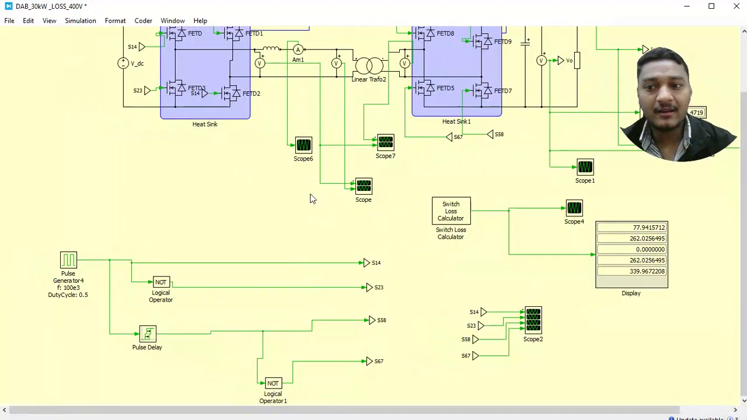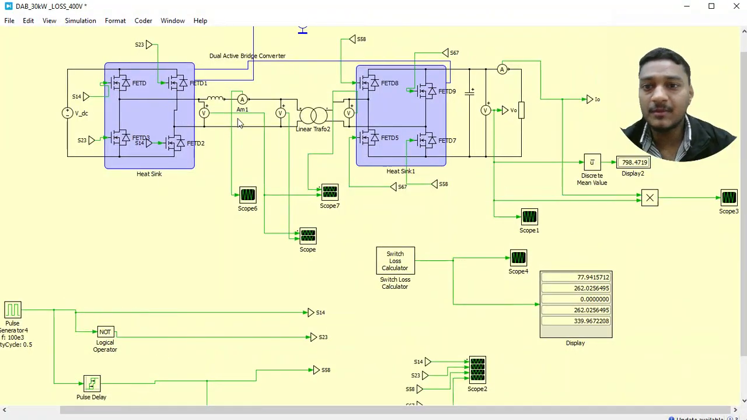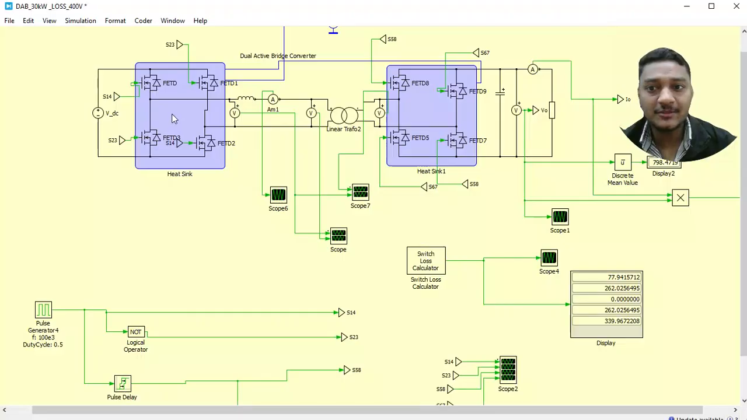Okay, then basically again my pulse logic is the same. So these two switches will turn on at the same time, and these two switches will turn on at the same time. Okay, and the operation of these two switches is 50%. Then basically this bridge is shifted with respect to this bridge, right? That is called the phase shifting between the two bridges. So the pulses we are going to give here are phase shifted.